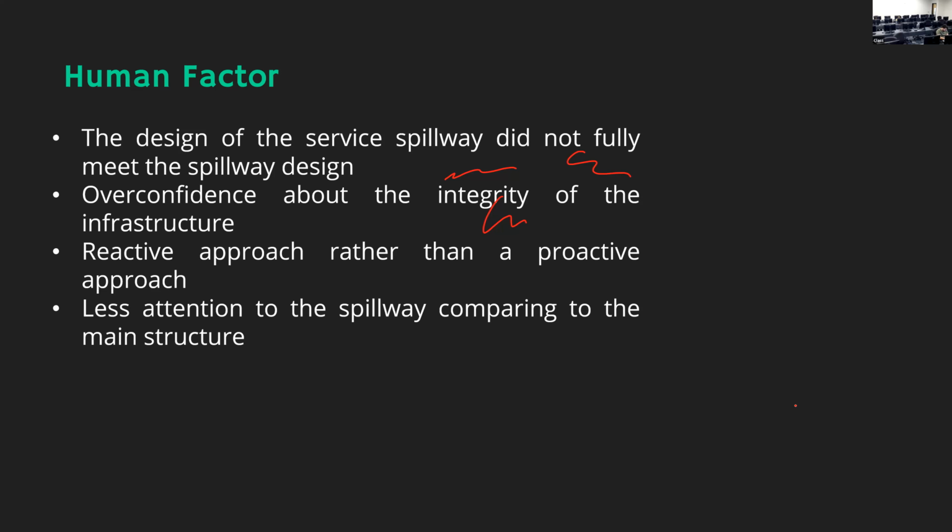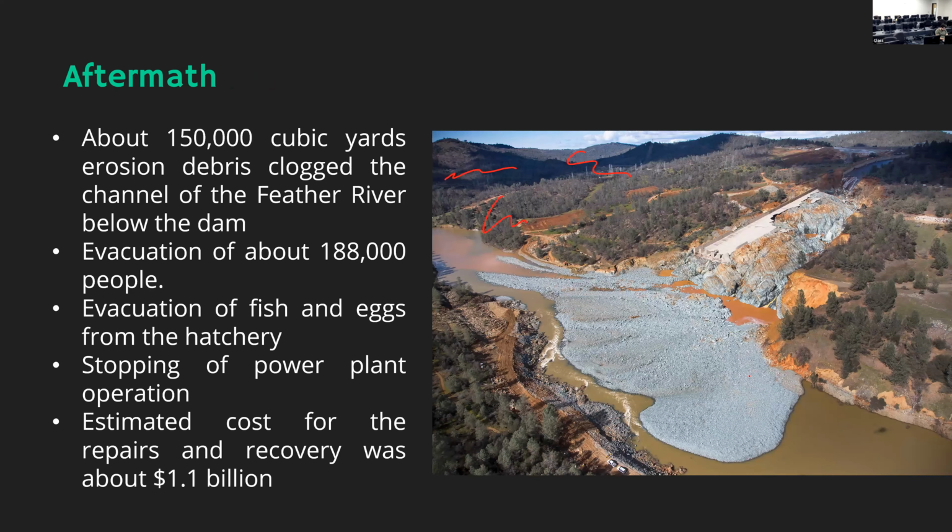They found that the design service was not actually according to the system demand. So it was poor engineering, and the owner was overconfident about the infrastructure integrity, and did not take a proactive approach, but rather a reactive approach. They also paid less attention to the spillway compared to the main infrastructure. That's the owner, the California Department of Water Resources.